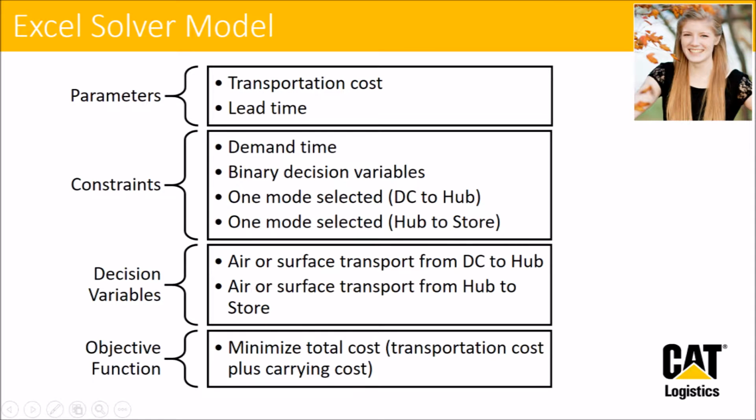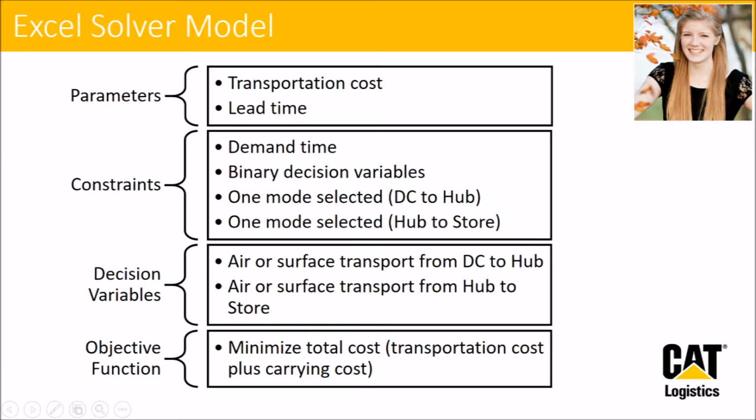To address this problem, we created an Excel solver model that would find the optimal transportation route for a particular part from the distribution center to the hub, and from the hub to a specific store. In using this model, a dealer would input the part number and store number, and would receive back information on the most effective shipping solution as well as alternative solutions. First, we'll take a look at the parameters included: transportation cost and lead time.